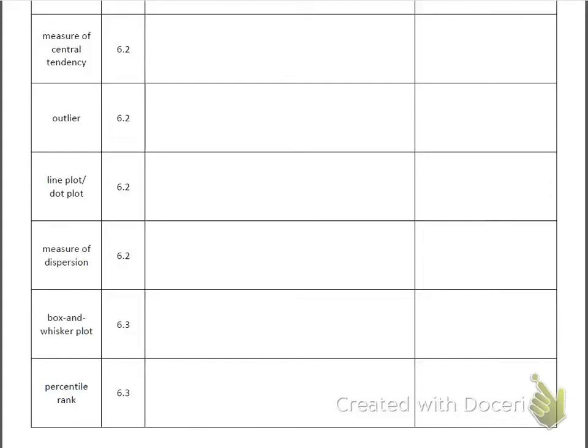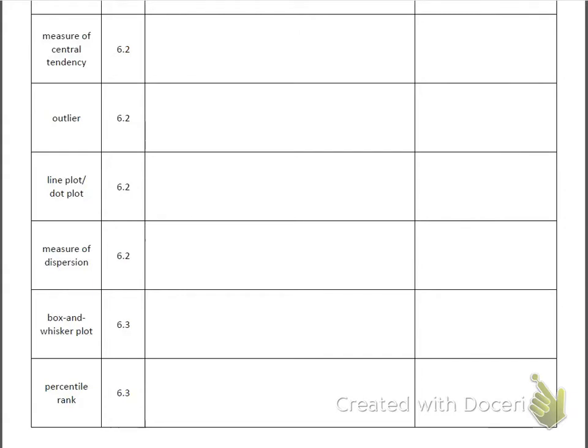So for 6.2, we're talking about measures of central tendency and dispersion. We're going to mostly talk about measures of central tendency. There are 2 measures of dispersion, and we're only talking about one of them today. So we're going to define all those terms first, and then we'll get into actual practice.